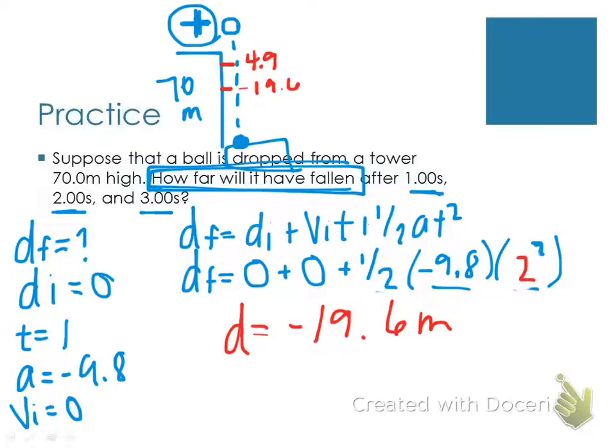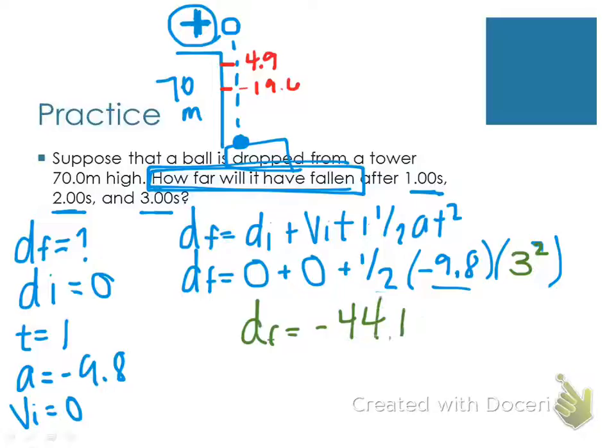So after 2 seconds, the only thing that changed was the 2. That means after 3 seconds, so 3 squared, negative 44.1, I think. And what's our units here for displacement?